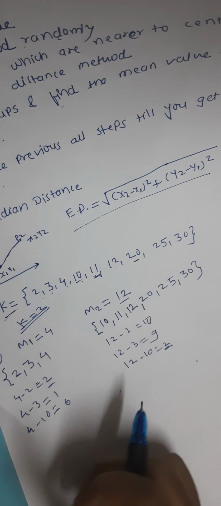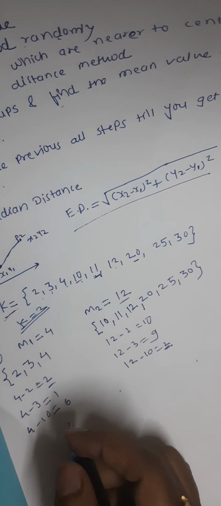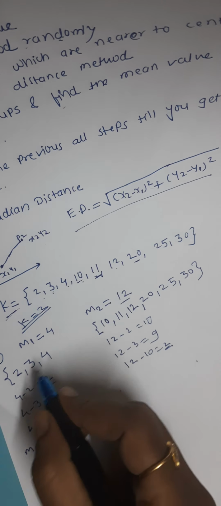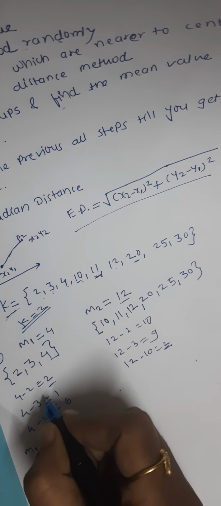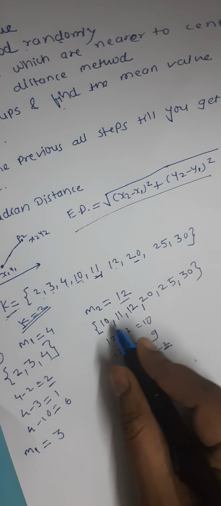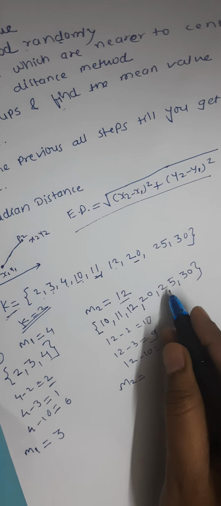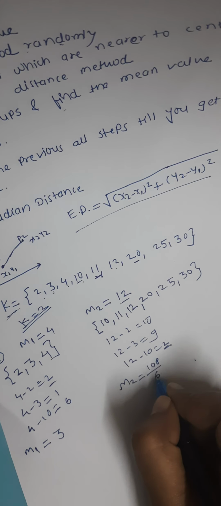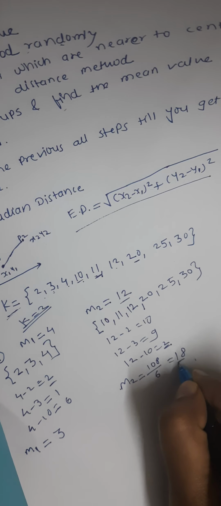Now this is how we have created the cluster based on the assumption. Now you have to find the average of m1. What is average of m1? 2, 3, 4, that is 3. And what is average of this m2? 10 plus 11 plus 12 plus 20 plus 25 plus 30, that is 108 divided by 6, which is 18.